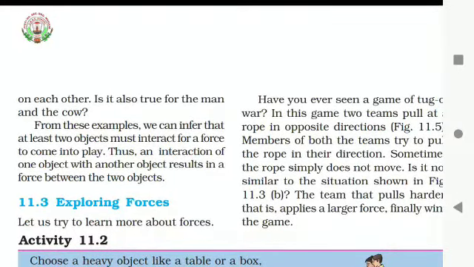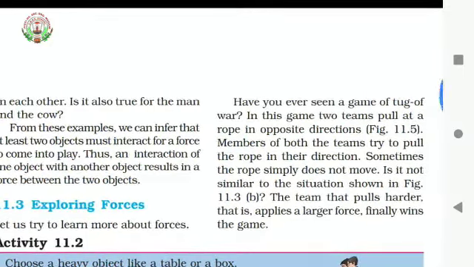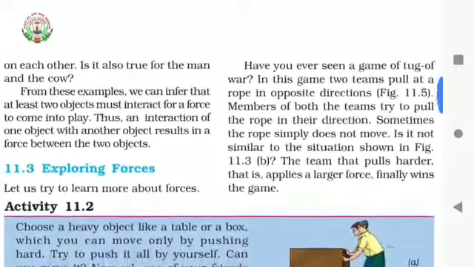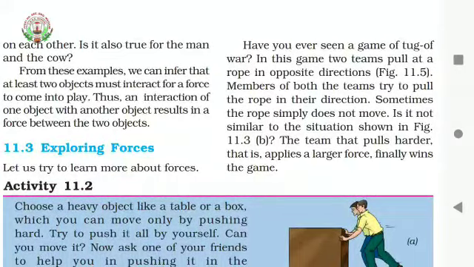From these examples, we can infer that these two objects must interact for a force to come into play. That means an interaction of one object with another object results in a force between the two objects. When two objects are in contact, then a force can apply between the two objects.